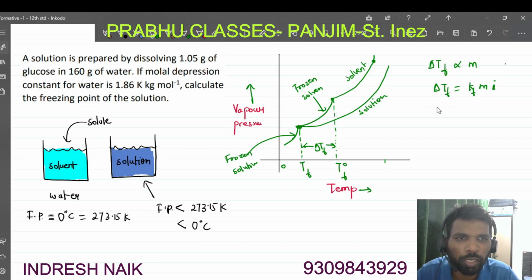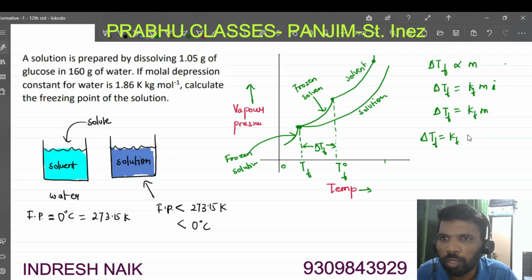Since it is glucose, there is no dissociation or association, so the i factor is 1. So this is the molality and the delta Tf. We'll derive the further formula from this. Delta Tf is equal to Kf times molality, right?